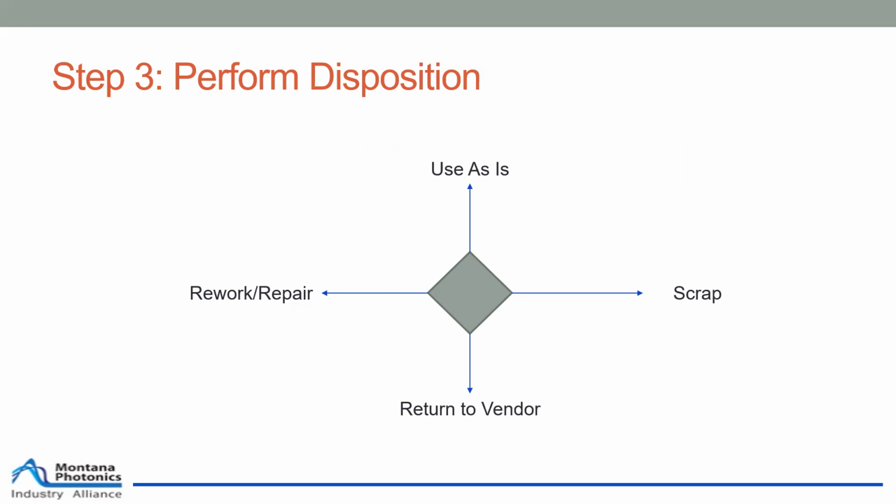Use as is, that is, return it to stock or back to the floor so it can be used again. Rework or repair, initiate rework to rework or repair the item. Return it to supplier, send it back to your supplier so they can assess it and then rework, repair, or replace as necessary. Scrap, throw it away, or destroy it in some manner. So 3 easy steps. Identify and document, evaluate to determine disposition, and then perform the disposition.